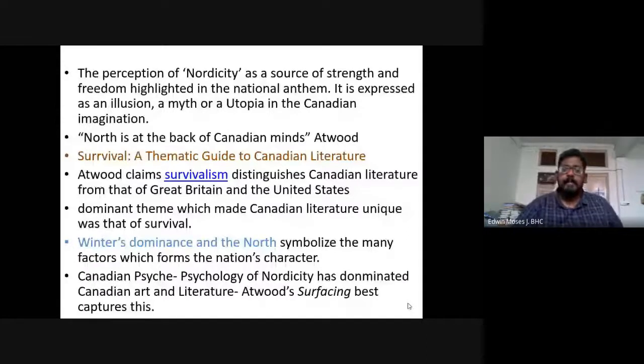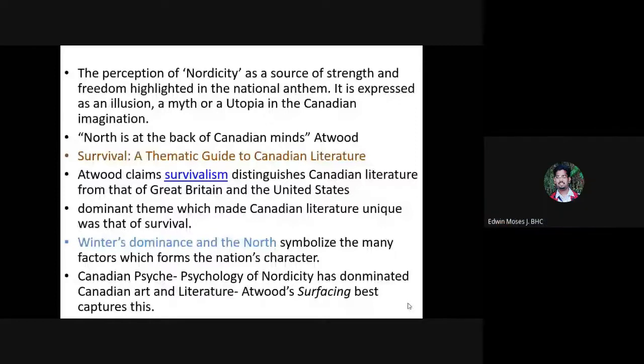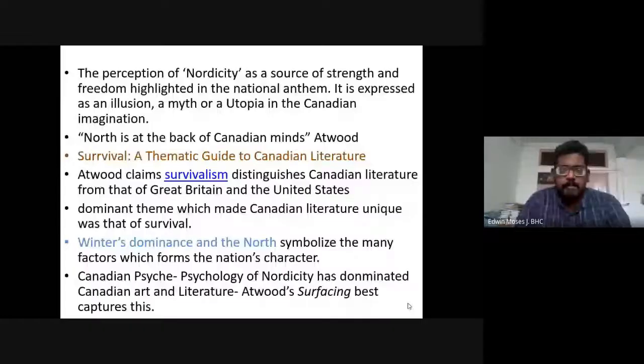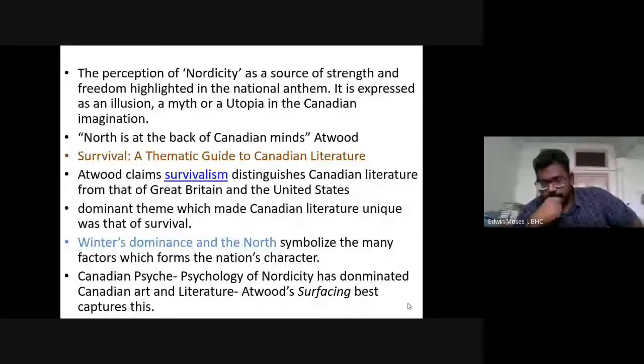as a source of strength and freedom is highlighted in the national anthem of Canada. It is expressed as an illusion, a myth, or a utopia in the Canadian imagination, right? So Nordicity is part of the back of Canadian minds.